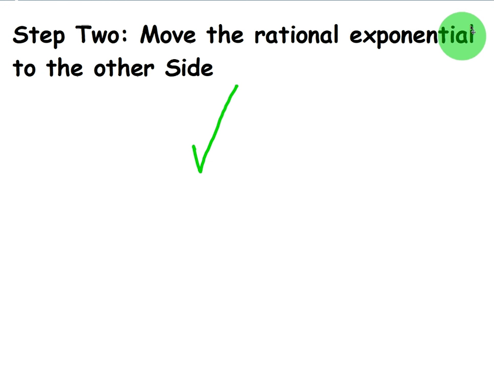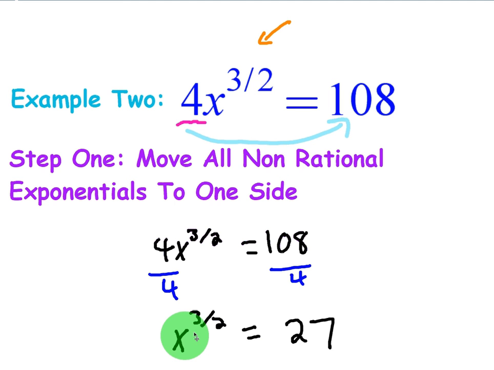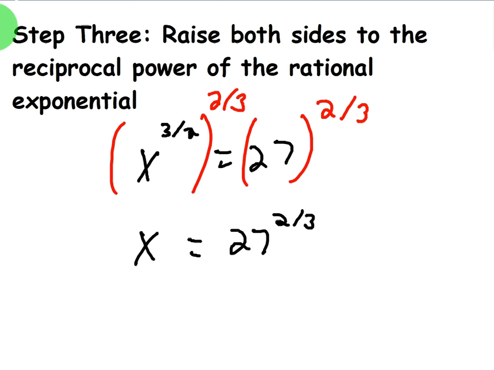Step 2, move the rational exponential expression, or the expression with the fractional exponent, basically means the same thing, to the other side. Well, that's already been done. We have that on the left and the other expression on the right, 27. So step 3, we're going to raise both sides to the reciprocal power of the rational exponential, meaning the expression with the fractional exponent. Boy, in math sometimes we have all these terms, and I know it can be really confusing. So anyway, the expression with the exponent that's a fraction. Maybe that's the clearest way.